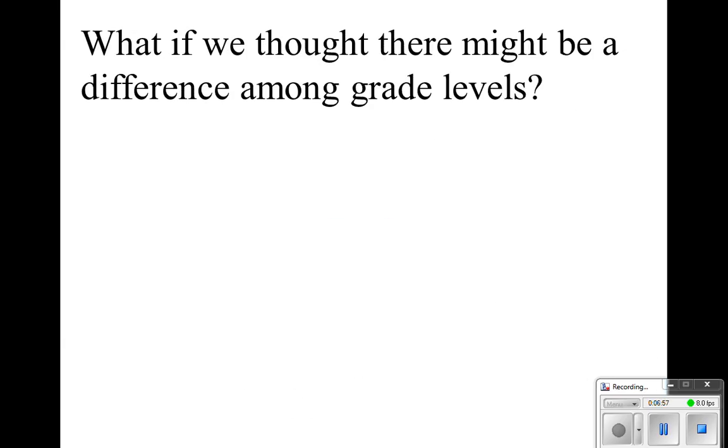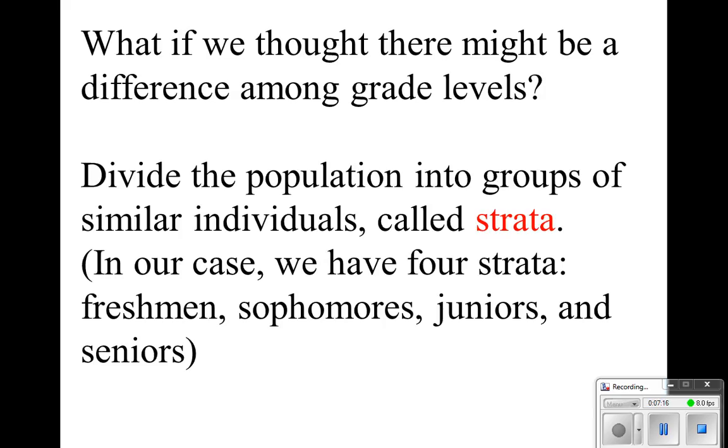What if we thought there might be a difference among grade levels? Okay, freshmen, sophomores, juniors, seniors. Perhaps seniors are going to feel differently because, especially the guys, they would have to register for the draft if the draft was reinstituted. So there are those types of things that could make a difference between grade levels. So we could divide the population into groups of similar individuals called strata. In our case, we have 4 strata: freshmen, sophomores, juniors, and seniors. So we could separate those into those 4 groups.